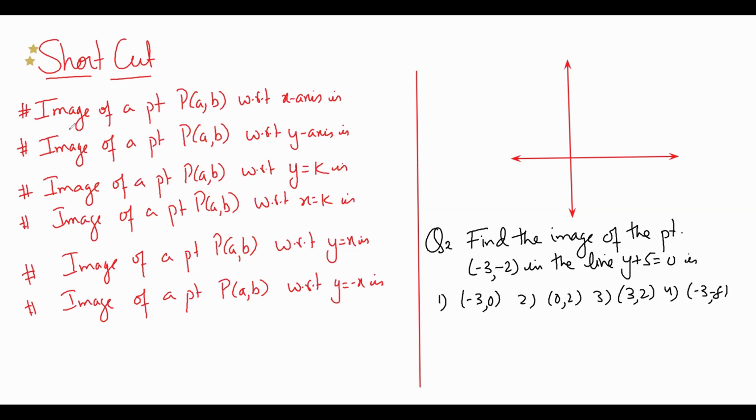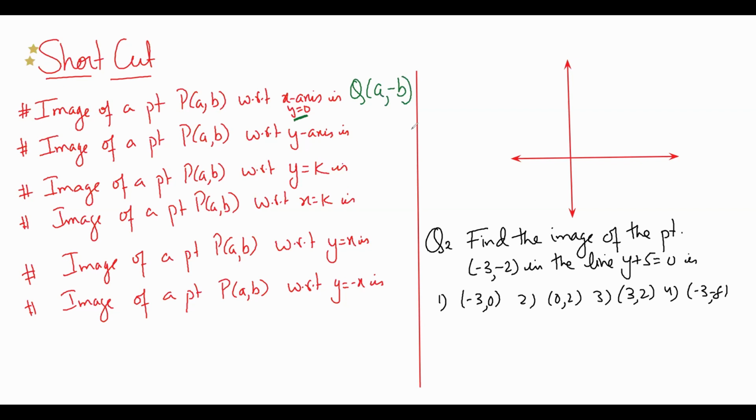Just go through these. If you have to find the image of a point P(a, b) with respect to the x-axis, you have to keep in mind the equation of the x-axis. As all of you know, the equation of the x-axis is y = 0, and this gives me the hint. That hint is that the image would be obtained by just changing the sign before the y coordinate.